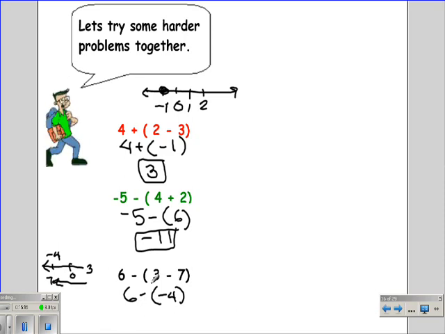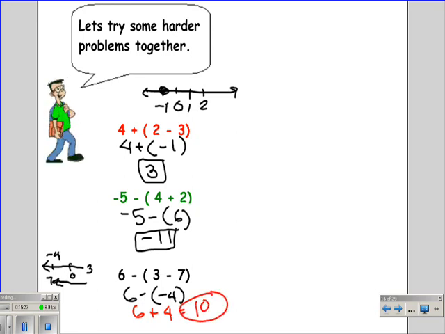And what did we say about this when we have this here? It really is just 6 plus 4, which is 10. Alright, let's continue moving on.